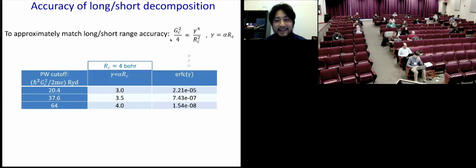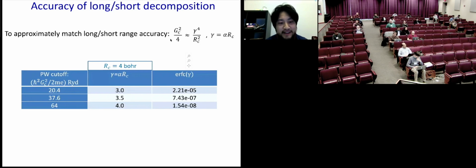So here it shows how accurately we can do this Ewald decomposition. It's just a really simple method to show. If we choose the cutoff radius of the Ewald to be 4 Bohrs, which is the typical distance between two atoms in our system, then by doing this, you don't have to include nearest neighbors.